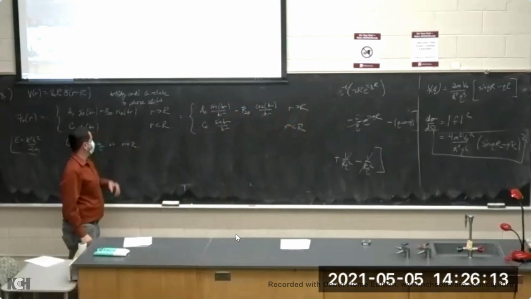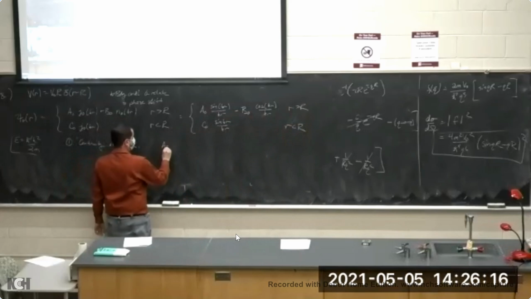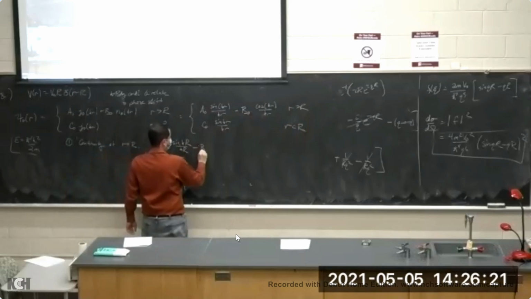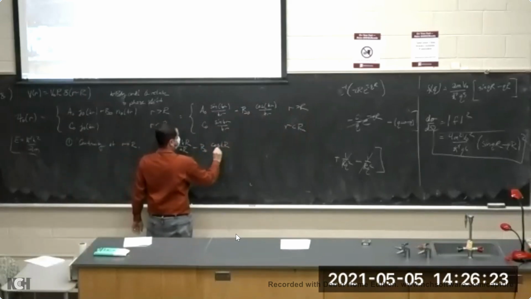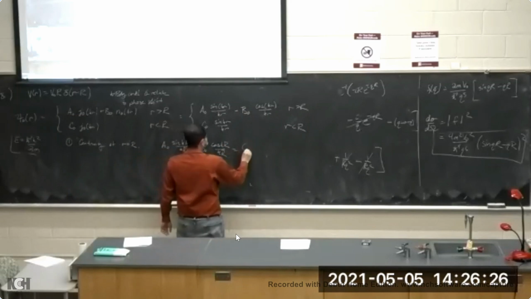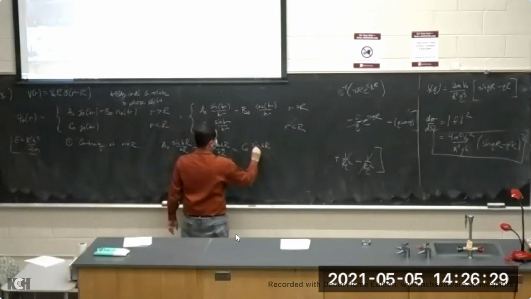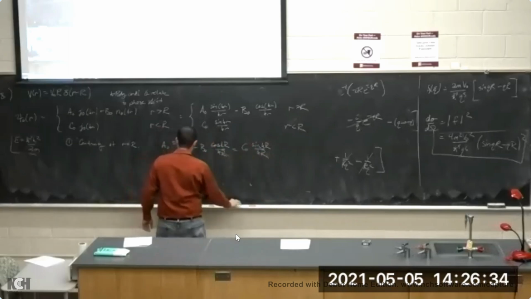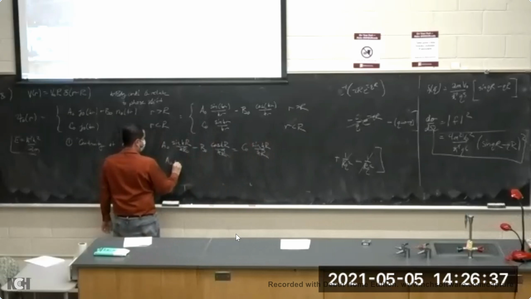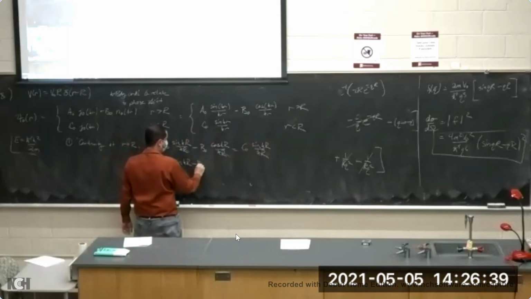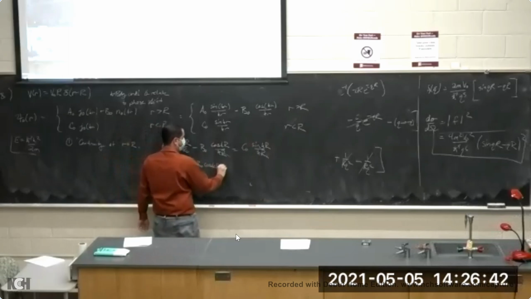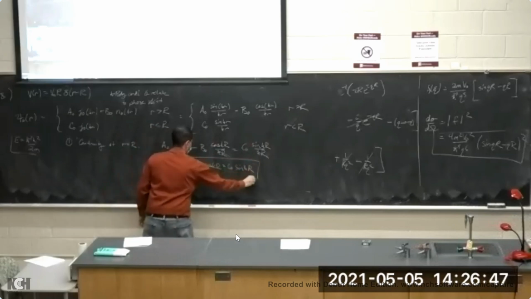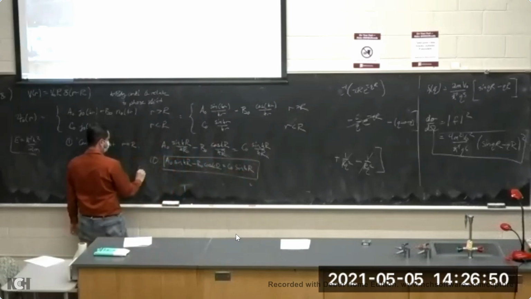So if I enforce continuity at r equals capital R, I simply set A naught sine kR over kR minus B naught cosine kR over kR equals C naught sine kR over kR. Obviously, the denominators trivially cancel across the board, and I simply get A naught sine kR minus B naught cosine kR equals C naught sine kR. So this is my first condition that corresponds to enforcing continuity.